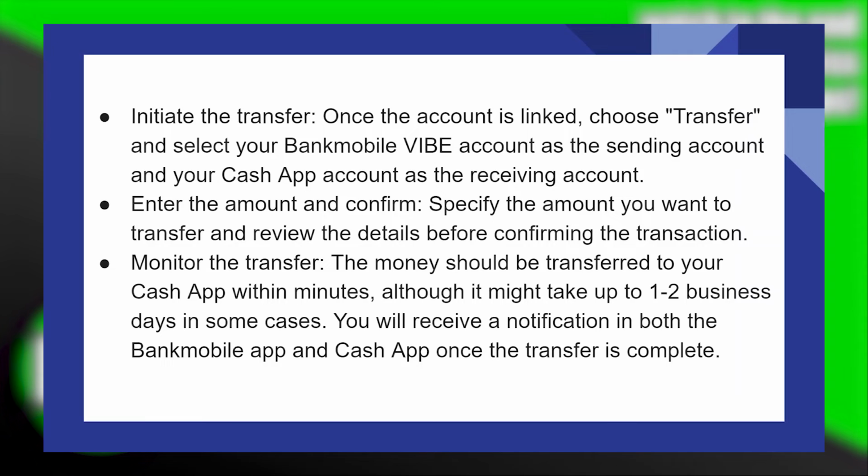Once the account is linked, choose Transfer and select your Bankmobile VIBE account as the sending account and your Cash App account as the receiving account. Specify the amount you want to transfer and review the details before confirming the transaction.